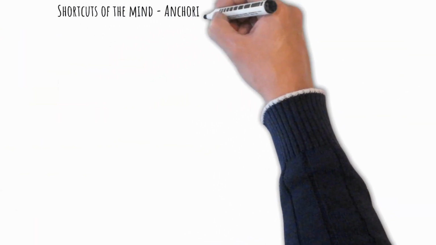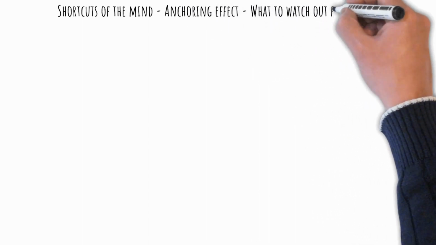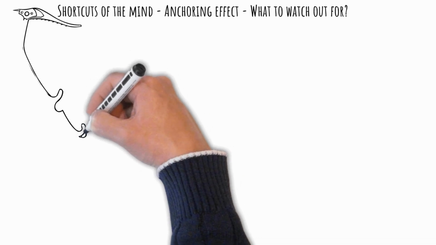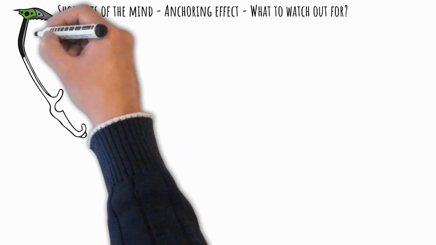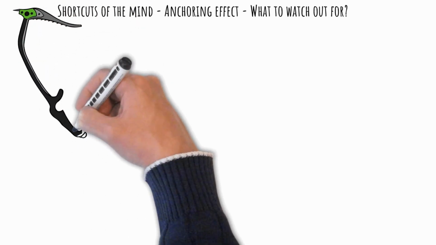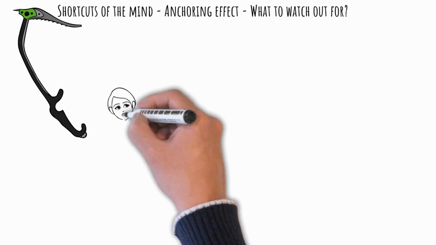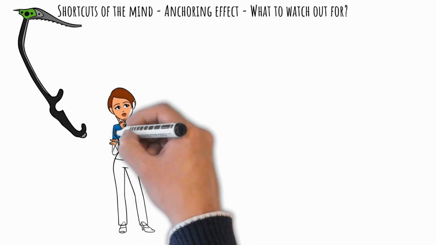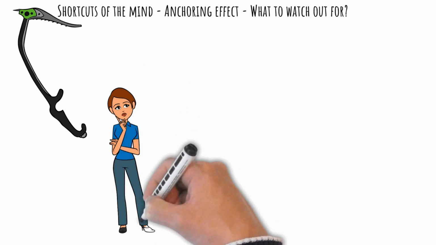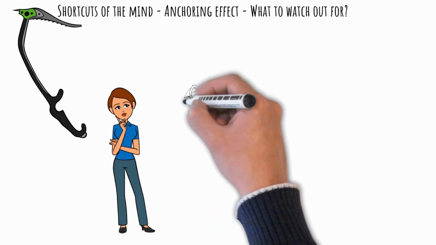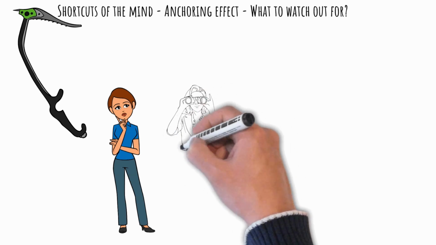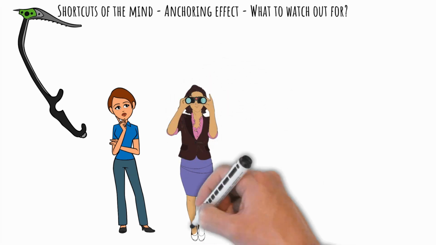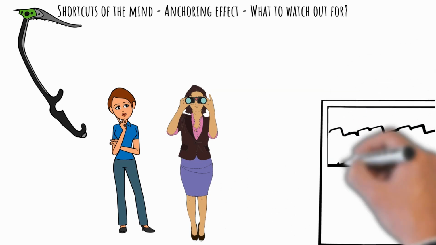Shortcuts of the mind, anchoring effect, what to watch out for. There is no escaping the anchoring effect, but we can be aware of it and adjust our decision making accordingly. According to research, if one tries to find the reason why the first information given is wrong, the effect of the anchoring effect is reduced. In general, we should try to get information from multiple sources if it is an important decision.